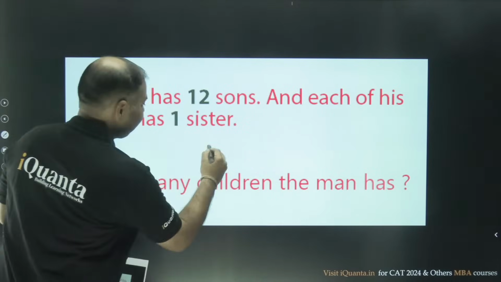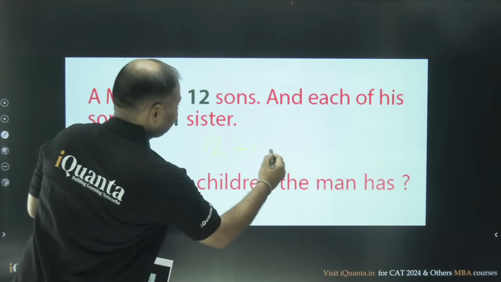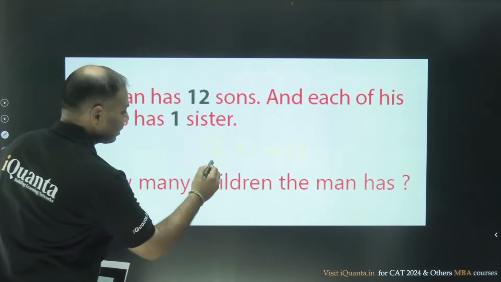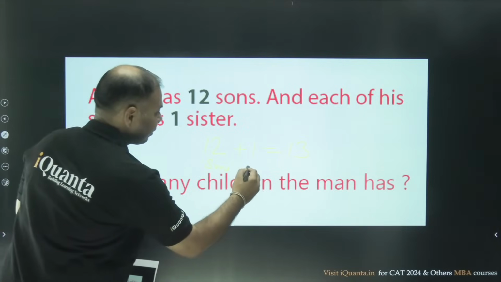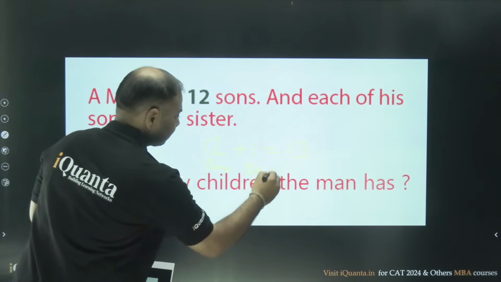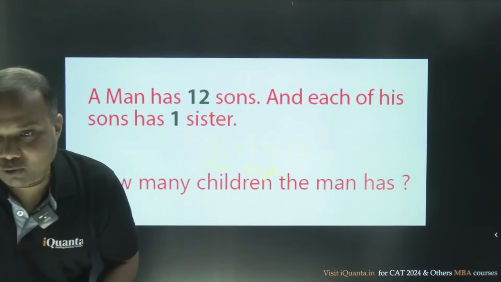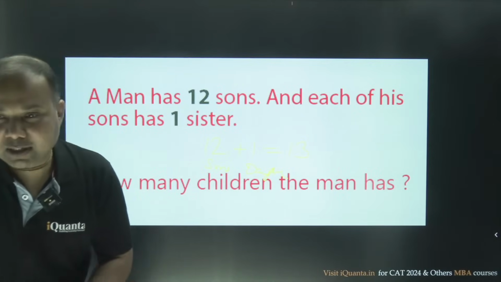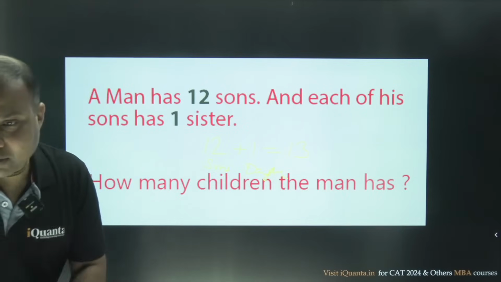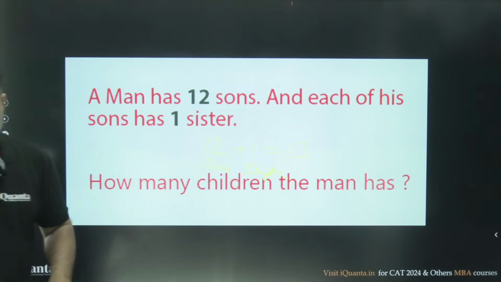Right? So 12 plus 1, that is 13. So 12 sons and 1 daughter. I hope this is clear. There should not be any doubt. Let's move further. Yes, one sister is common for all sons. That's correct, Neha. Good.